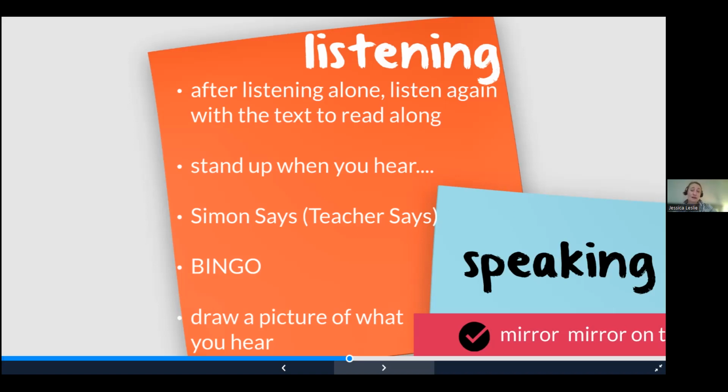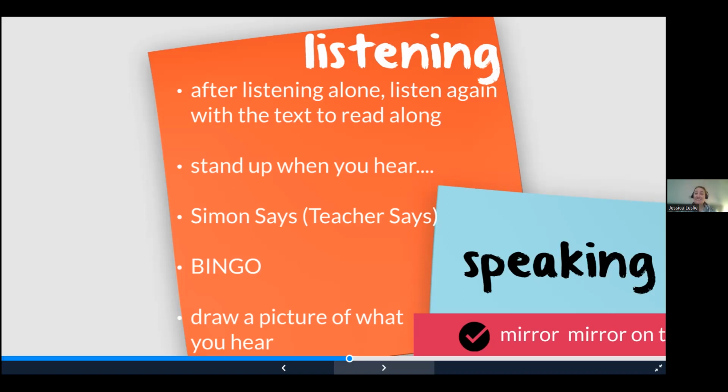As a warm-up, something I love to do when I was in class is this or that. So move to the right if you like Coke, move to the left if you like Pepsi, for example. You can do that online. Why not? Get them to stand up, move to the left side of your camera if you like this, move to the right side of your camera if you like that. Why not? Absolutely. You can do Simon Says or Teacher Says online. Just because they're alone doesn't mean they can't still participate.